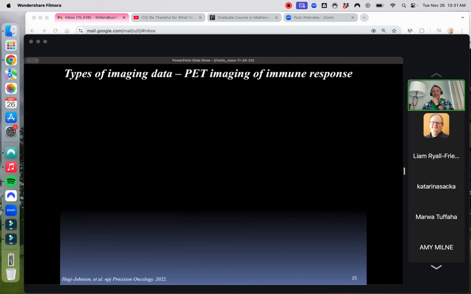Then the very last imaging thing we'll talk about before we move into mathematical models, and we'll pause after this slide to see if there's any more questions. So please get those going if something's eating at you.